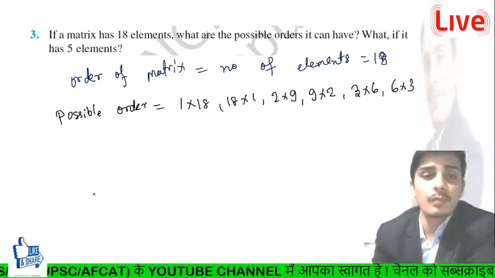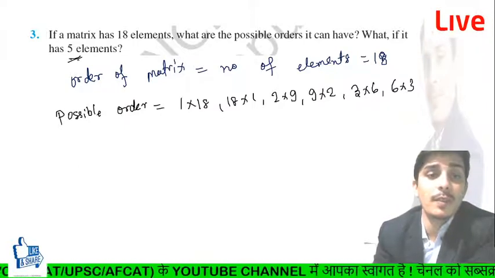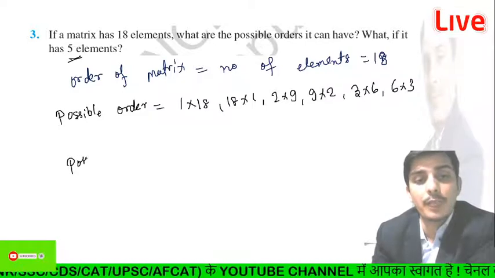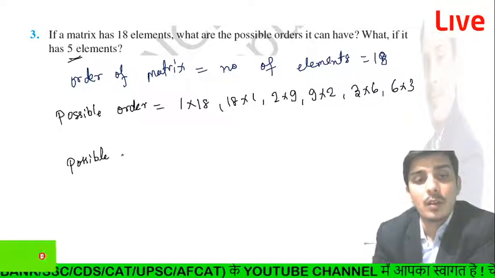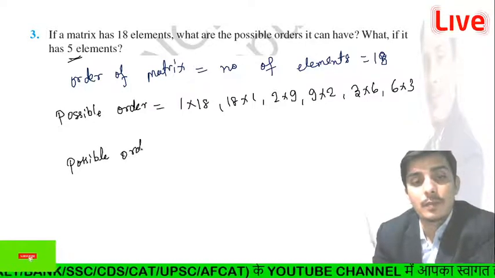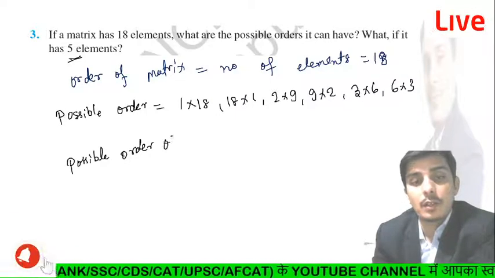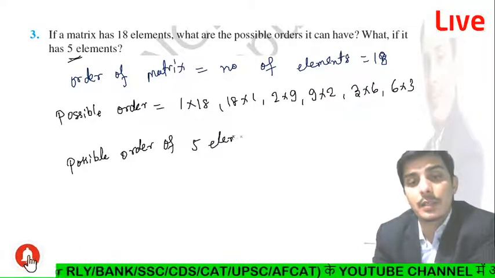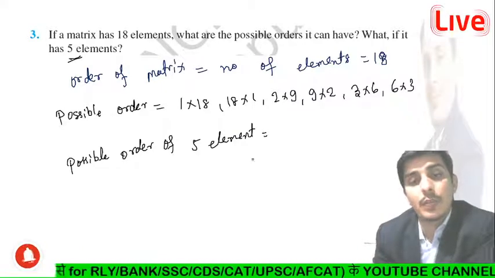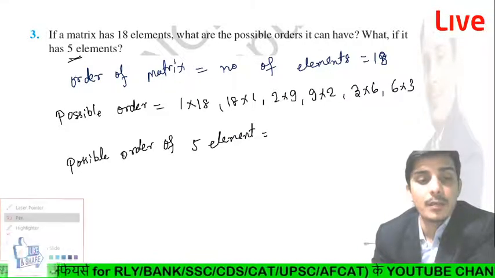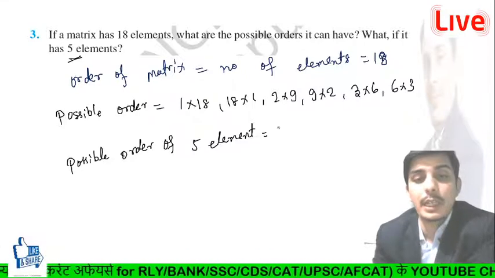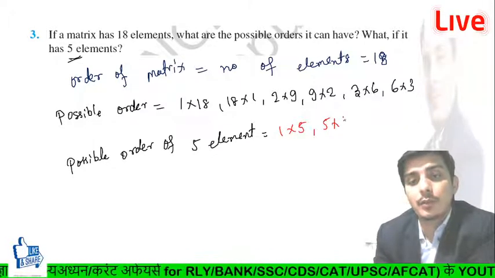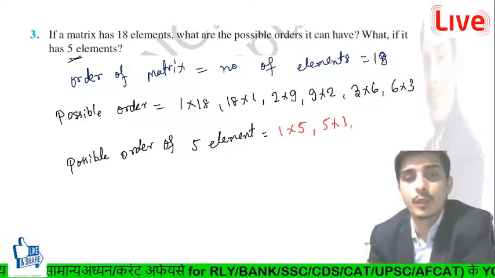And possible order of the 5 elements, right? So possible order of the 5 elements, we can write here. What we can write here? This is very simple, guys. You can write here 1 into 5, and another is 5 into 1. So it will be the correct answer for this question, right?